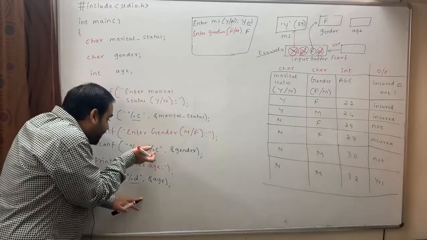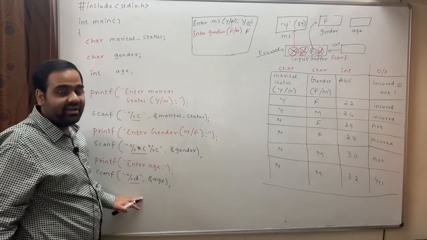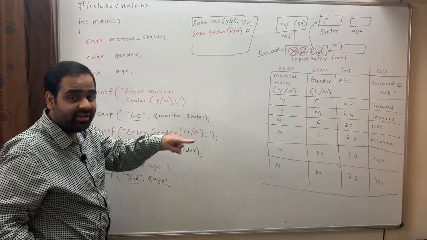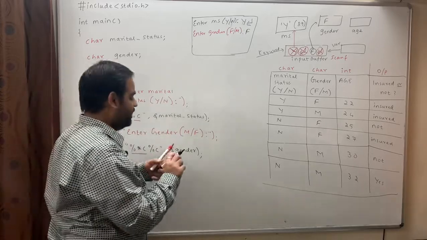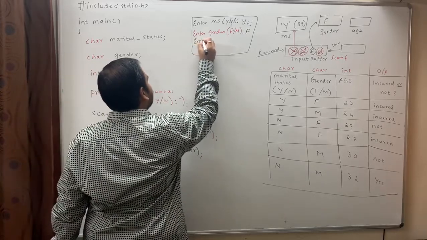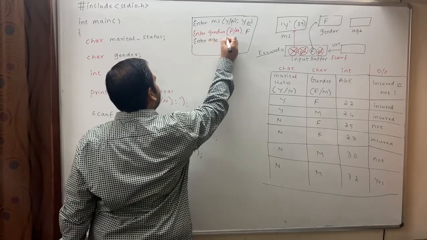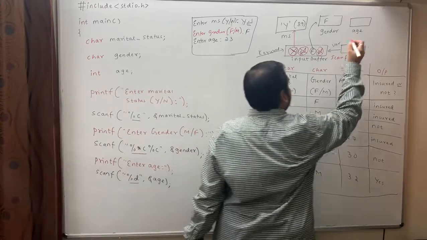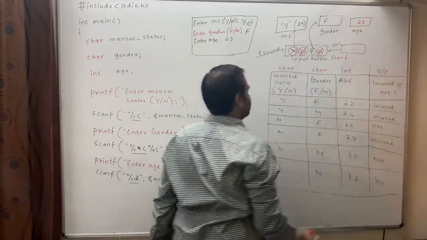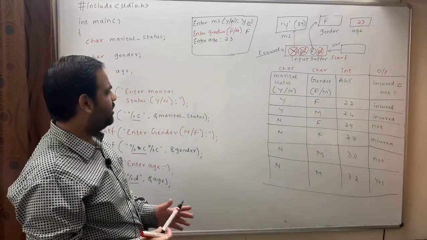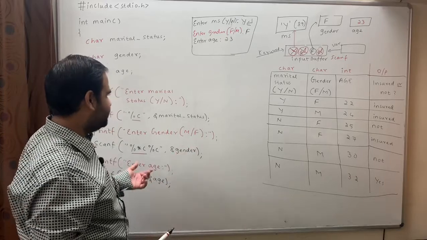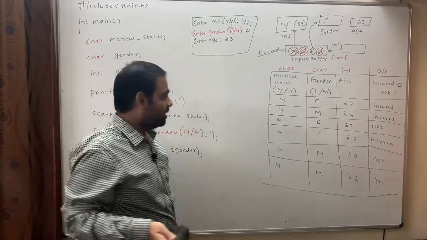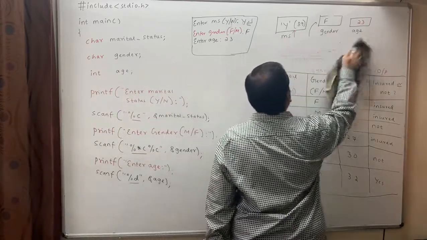But in the previous case you wanted to read a character and there was a character over here. Now you want to read an integer. Is there any integer? No, it will wait. Now on the output screen, suppose I enter age as 23. In the age variable 23 will be stored. Now you have all the input you needed: marital status, gender and age.